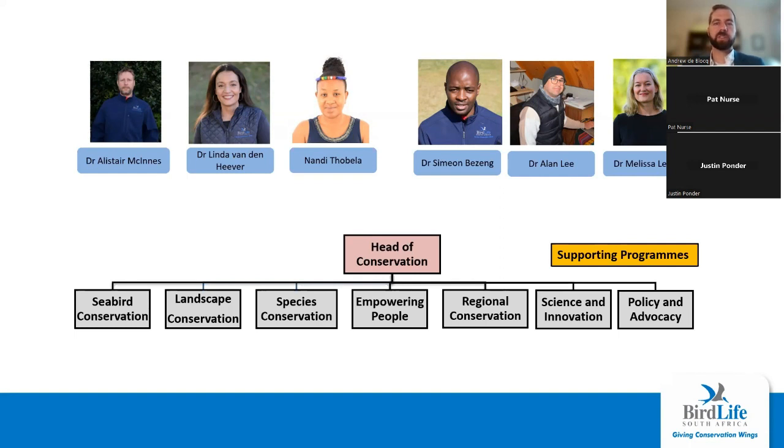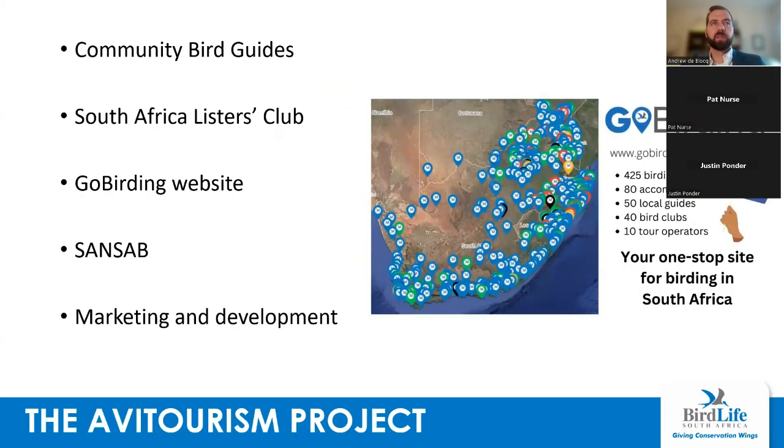And that's why the Conservation NGO has an Avitourism project in the first place. So the Avitourism project has many facets. I'm lucky to oversee a number of sub-projects, I guess you could call them. Some of them include the community bird guides, the South Africa Listers Club, our Go Birding website, which is featured on the right-hand side here. If you haven't yet heard of the Go Birding website, I would encourage you to go have a look, but we will also touch on this in the Tools of the Trade webinar I think it's next Monday.